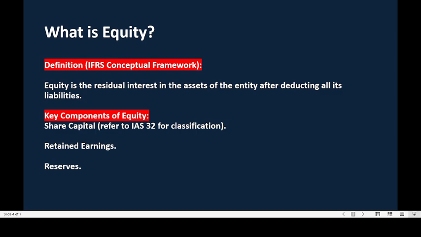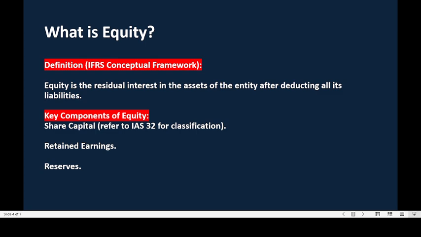Retained earnings. These are accumulated profits that are not distributed as dividends, but retained for reinvestment. Reserves. These are specific allocations of retained earnings or other equity adjustments. For instance, revaluation reserve is created under IAS 16, property, plant, and equipment, when assets are revalued to fair value.